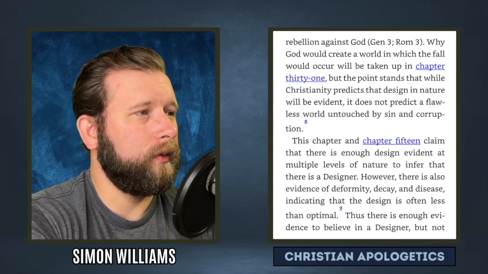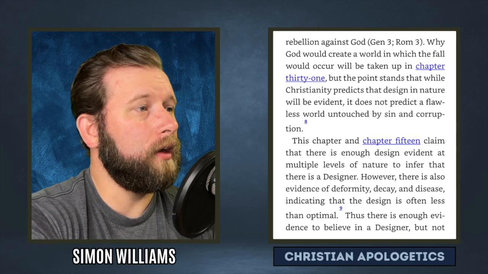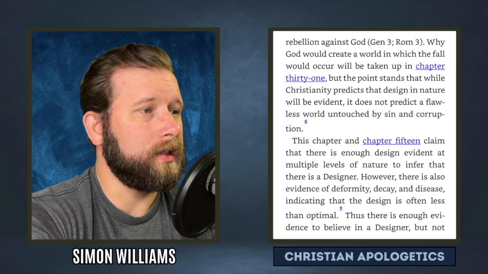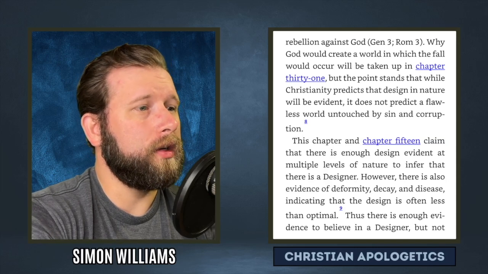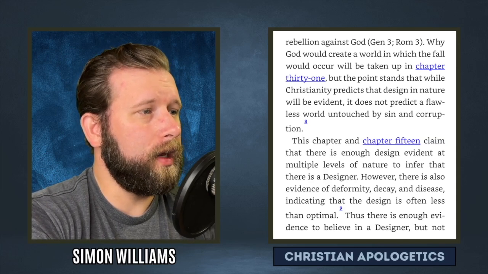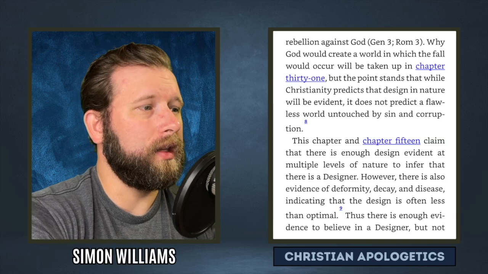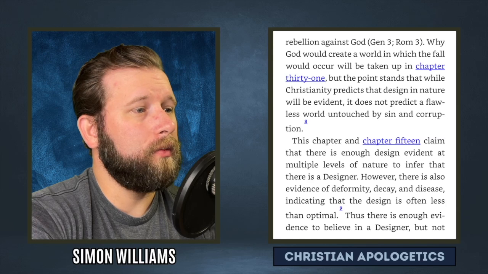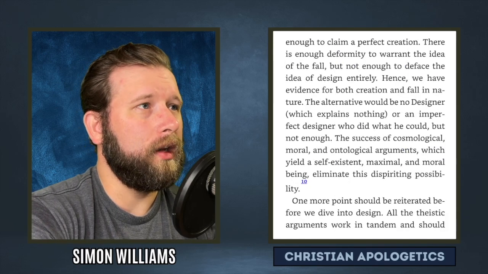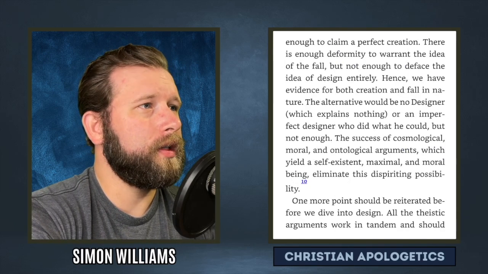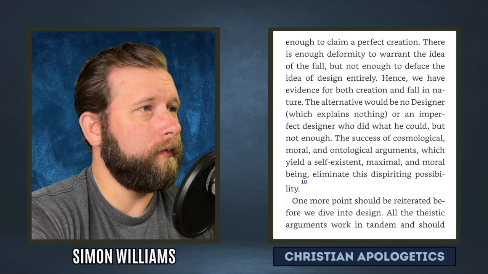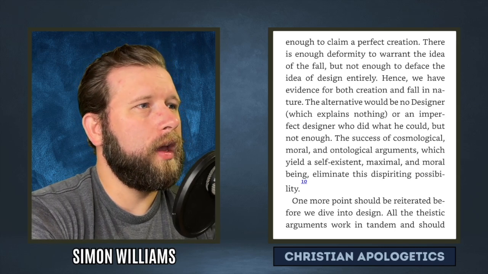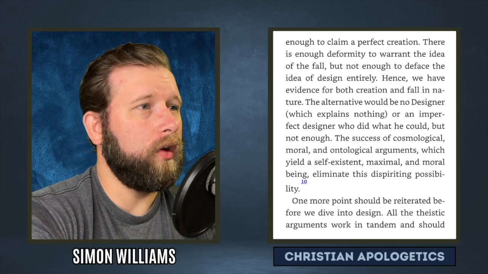This chapter and chapter 15 claim that there is enough design evidence at multiple levels of nature to infer that there is a designer. Moreover, there is also evidence of deformity, decay, and disease, indicating that the design is often less than optimal. Thus, there is enough evidence to believe in a designer, but not enough to claim a perfect creation. There is enough deformity to warrant the idea of the fall, but not enough to deface the idea of design entirely. Hence, we have evidence for both creation and fall in nature.